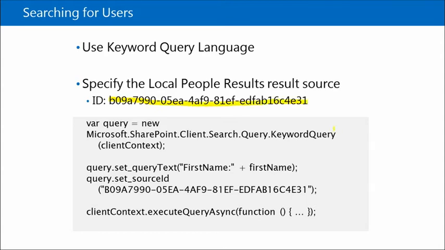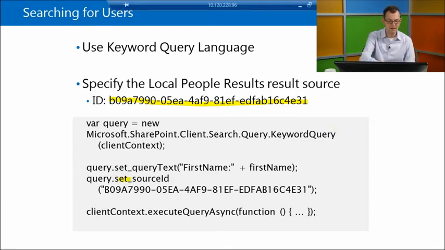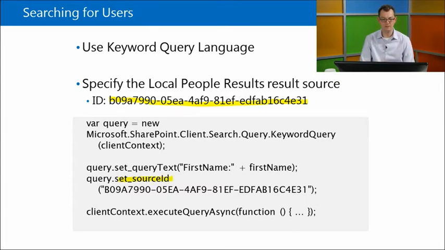All right. So this GUID here on the screen is a globally unique identifier for the people results result source. So when you're running your query and you want to get people results, you always want to specify that, and you can see that in the code here with the set source ID to the people results result source. And like we talked about in the search module, this is a managed property, first name.